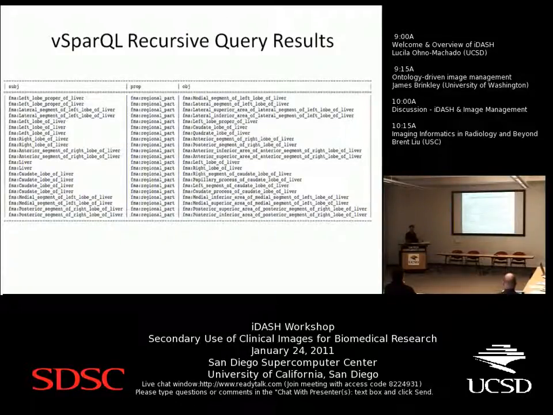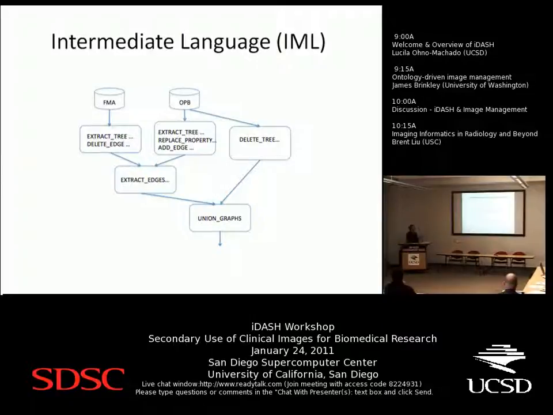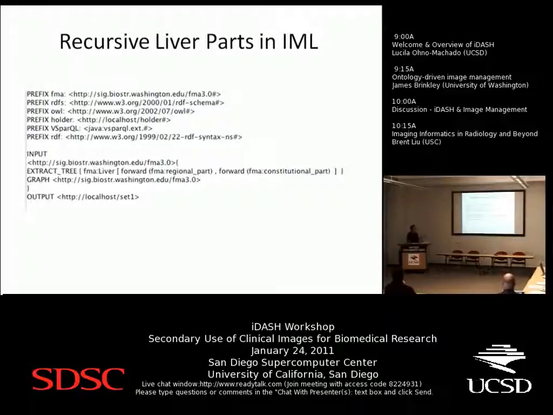Even though that's actually a very simple vSPARQL query, it's already a little bit complex. And so one thing that we've done is to create something called the intermediate language, which gives you higher level operations you can use. Given the FMA, extract a whole tree with just one operation. Given another one called the Ontology of Physics for Biology, which we're developing, extract the tree from that, extract edges from both of them, and put them together, sort of a data flow kind of idea. And here's that same query for getting the liver parts, now done in IML, and all you do is extract the tree in that one single line.